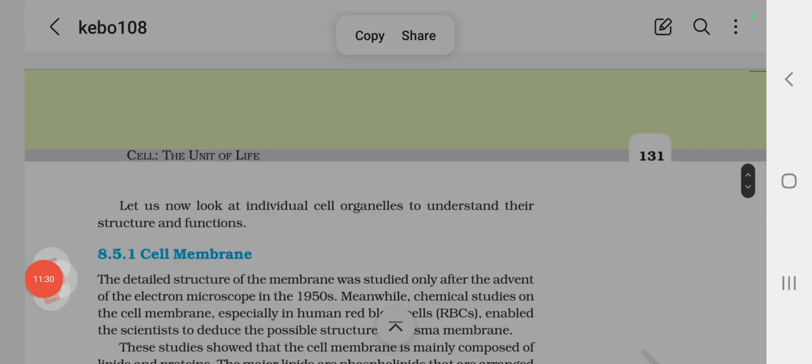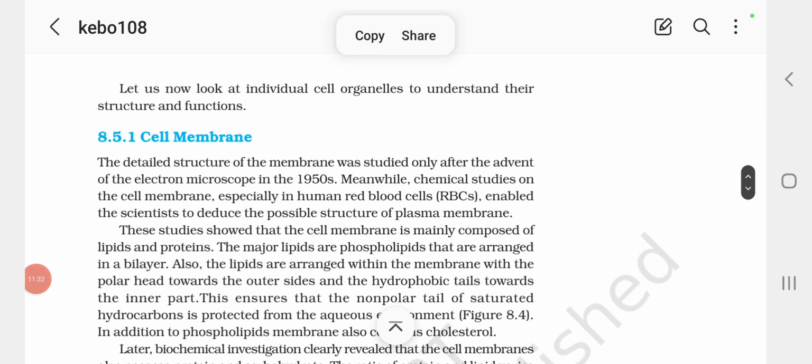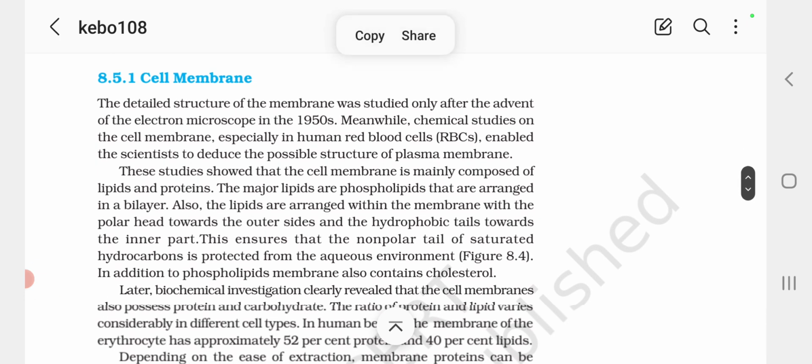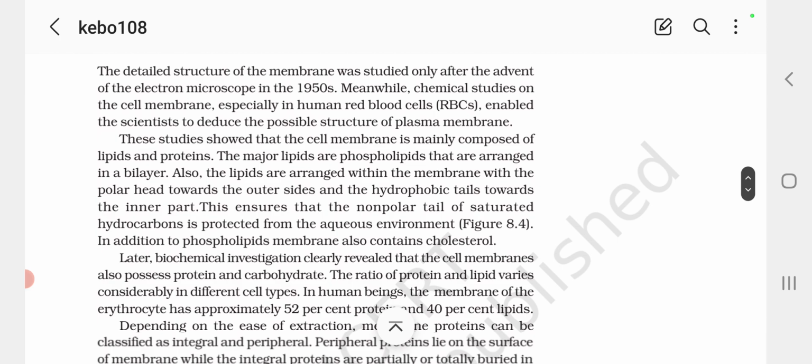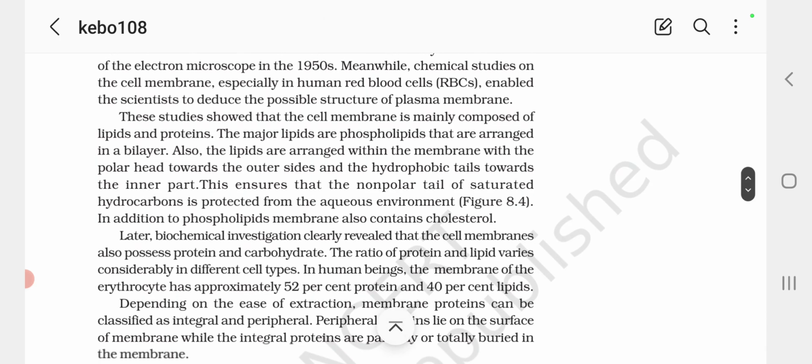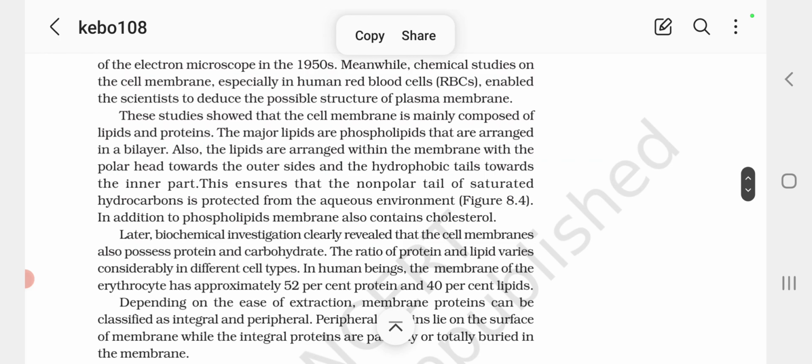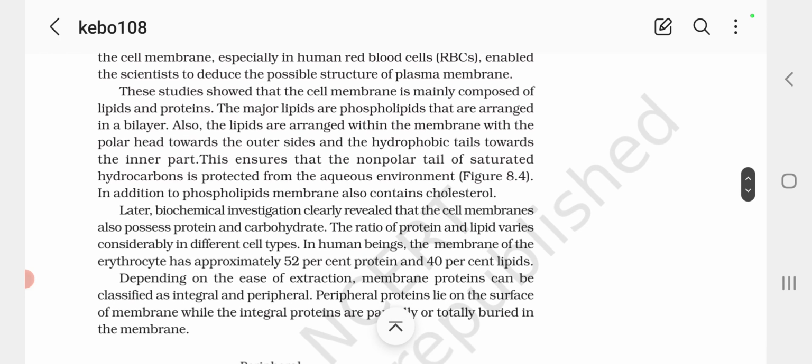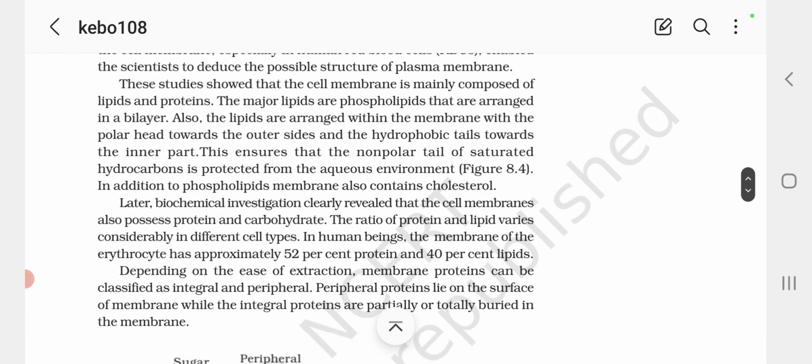Let us now look at individual cell organelles to understand their structure and function. 8.5.1 Cell membrane. The detailed structure of the cell membrane was studied only after the advent of the electron microscope in the 1950s. Meanwhile, chemical studies on the cell membrane, especially in human red blood cells, enabled scientists to deduce the possible structure of the plasma membrane.